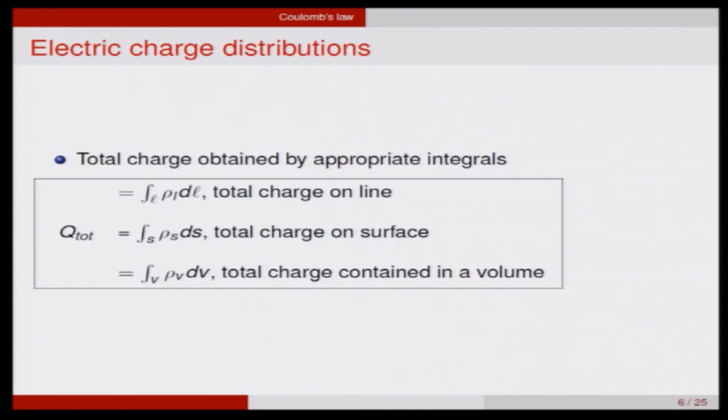So, how do I obtain the total charge? The total charge on a line can be obtained by integrating over the line along which the charge is distributed. If you integrate the surface charge density over the surface in which the charge is distributed, this becomes the total charge, which is a surface integral. You can do a volume integral to find the total charge contained inside a volume. So, this is a one dimensional integral, this is a 2-dimensional integral, this is a 3-dimensional integral, and these integrals are differentiated by their subscript.